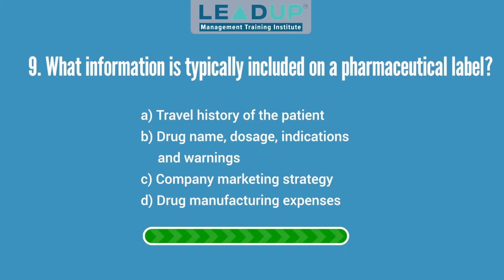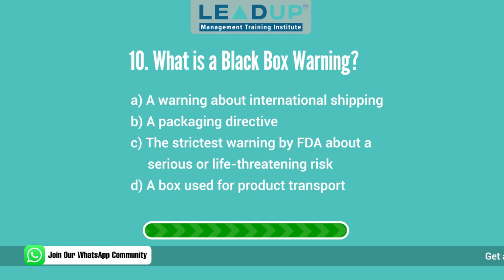Company marketing strategy, and D. Drug manufacturing expenses. Answer. Drug name, dosage, indications and warnings. Question 10. What is a black box warning? A. A warning about international shipping, B.